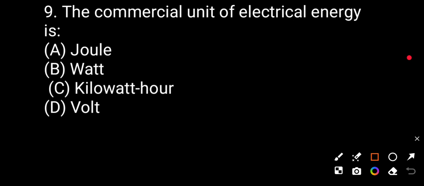Question number 9. The commercial unit of electric energy is joule, watt, kilowatt hour, volt. The correct answer will be kWh, kilowatt hour. Option C is correct. The commercial unit of electrical energy is kilowatt hour. So option C is correct.